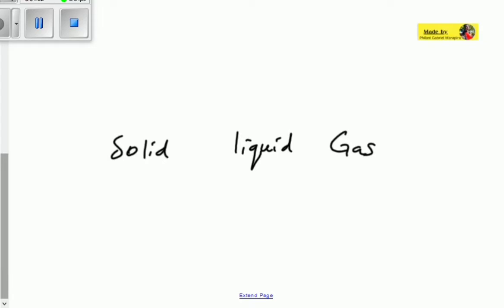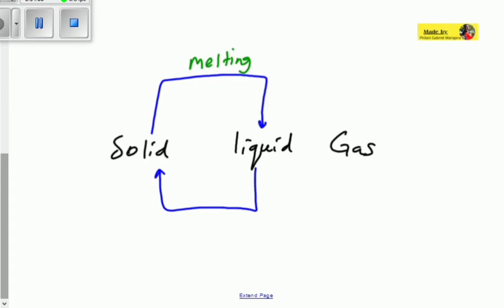Let's look at the processes that happen. From solid to liquid, there is a certain process that takes place which is called melting. Melting is the converting of a substance from a solid state to a liquid state. Let's look at the reverse of it. How can a liquid turn to a solid? The reverse of it will be freezing.